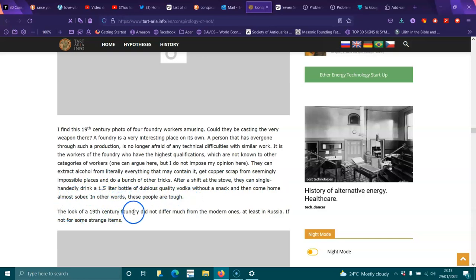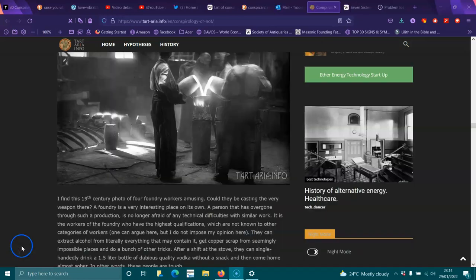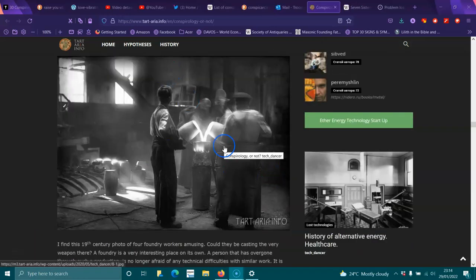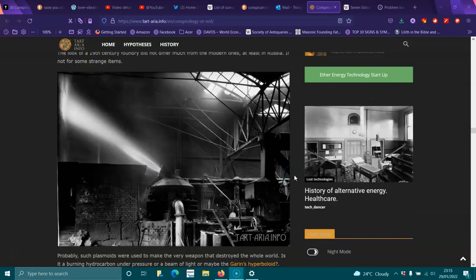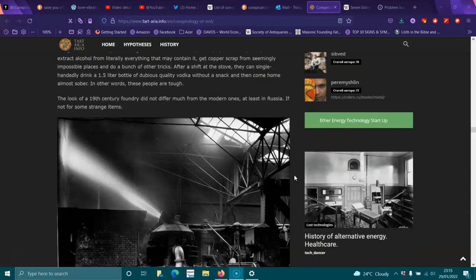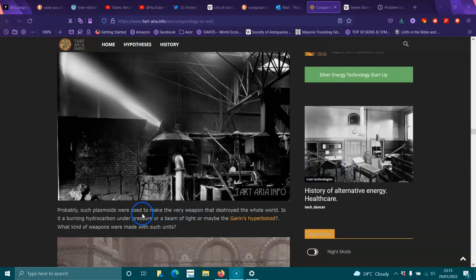The look of the 19th century foundry did not differ much from the modern ones, at least in Russia, if not for some strange items. I don't know why the photo wouldn't load a minute ago. I just refreshed it and it's loaded. Probably such plasmoids were used to make the very weapon that destroyed the whole world. Is it a burning hydrocarbon under pressure, or a beam of light, or maybe Garin's hyperboloid? What kind of weapons were made with such units?